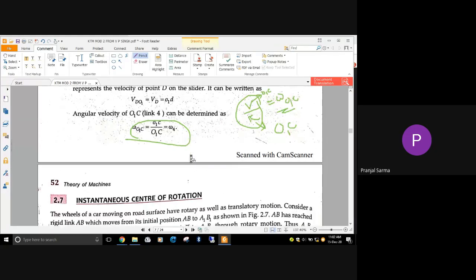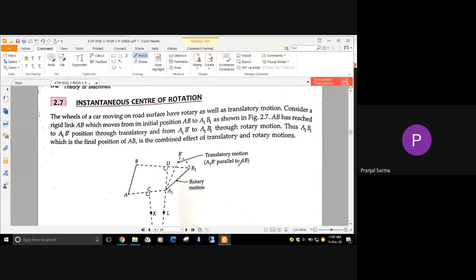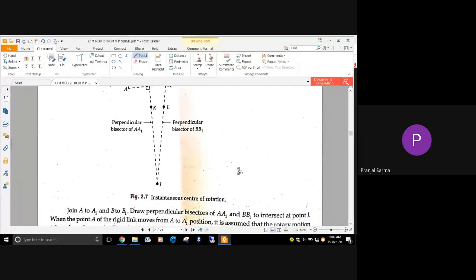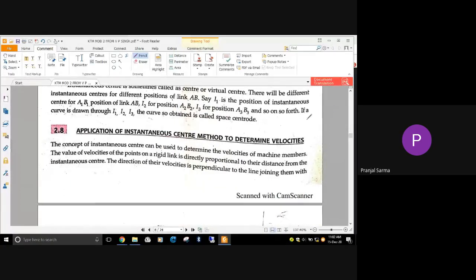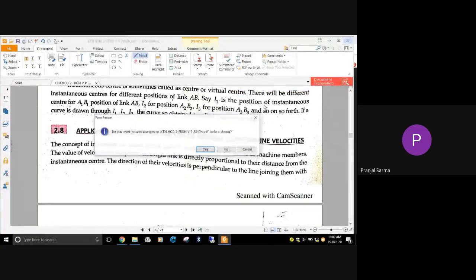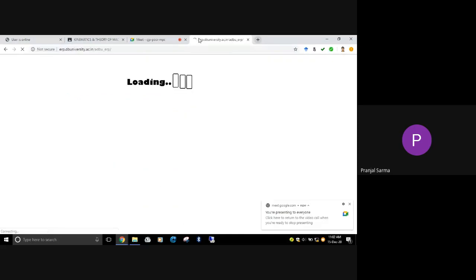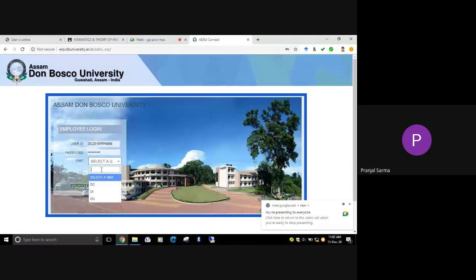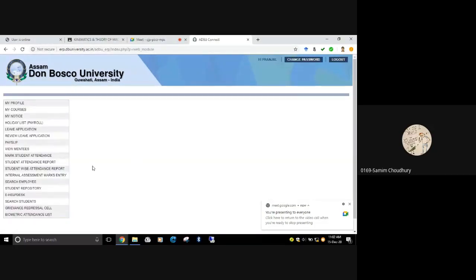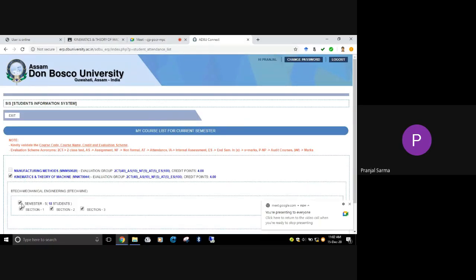So with this, we'll stop here for today. In the next class, we'll discuss another method, the instantaneous center method. For that, we'll first discuss what the instantaneous center is, how to locate it, and after that, we can solve some problems. If you have any doubt or confusion, you can ask me. Let me know whether you have understood or not. Understood, sir. Okay, I hope now all of you have the confidence that you'll be able to do this kind of thing, right?